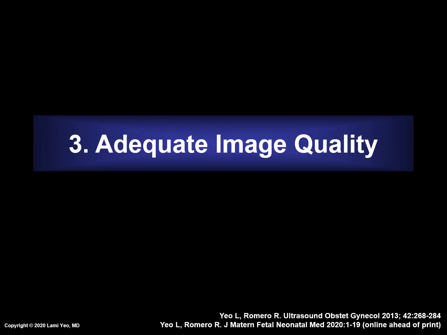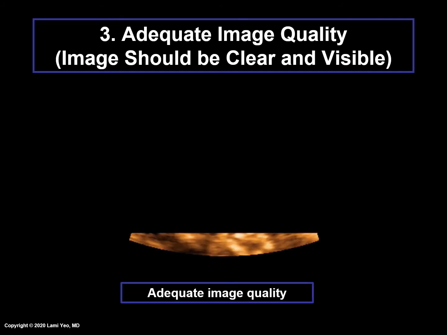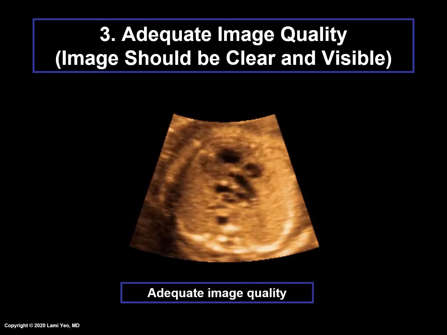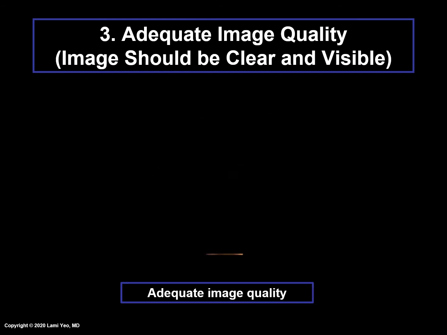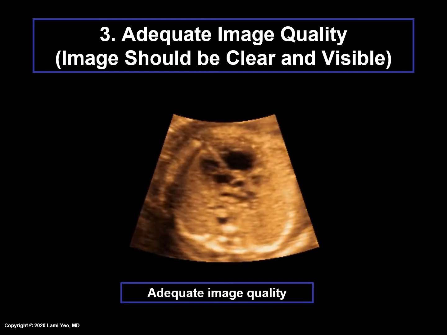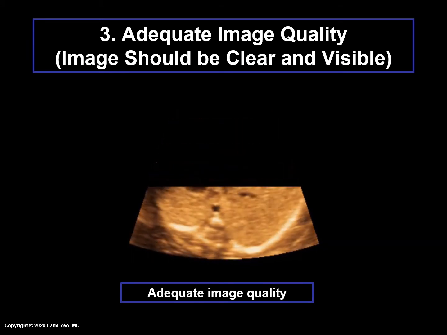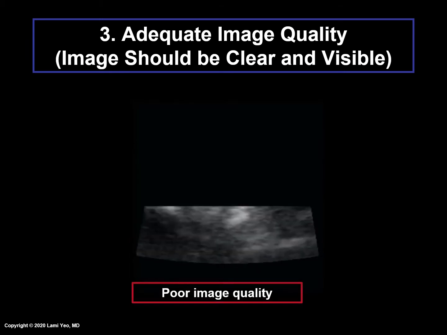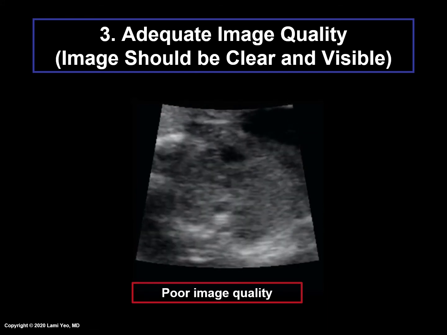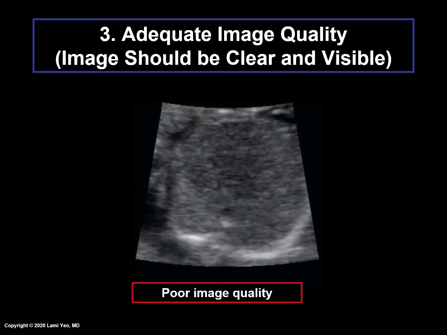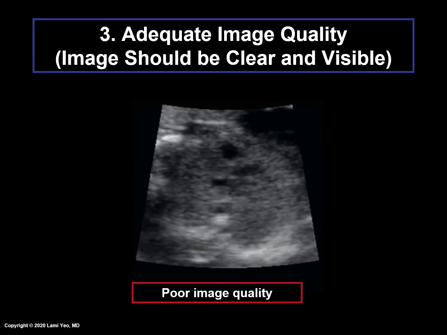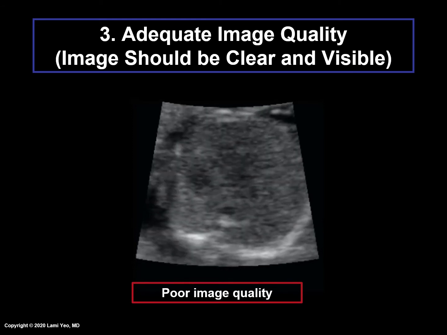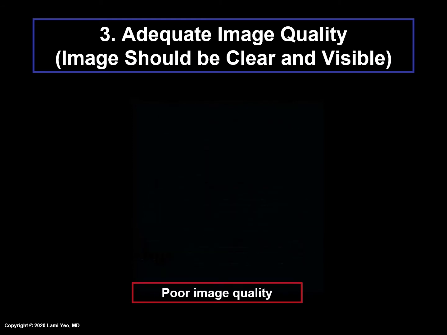The third STICLoop criteria is adequate image quality. Here, the image is clear and visible throughout the STICLoop. However, this STIC volume has generally poor image quality in which structures are not very clear. If this volume is analyzed by FINE, the cardiac images will also appear with poor image quality.